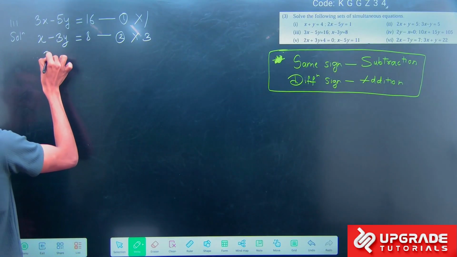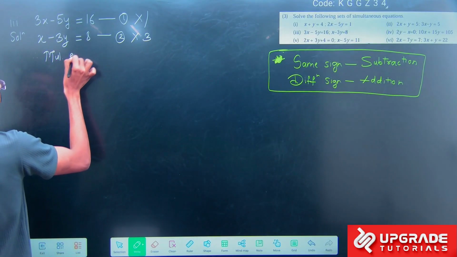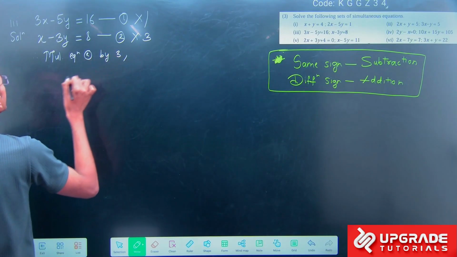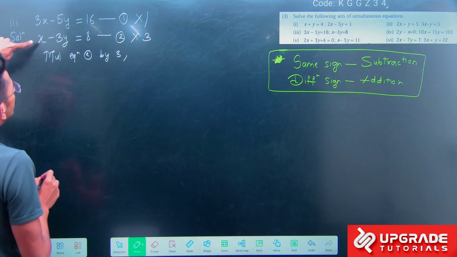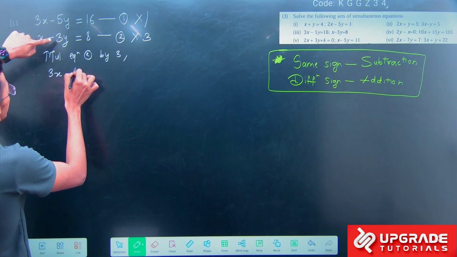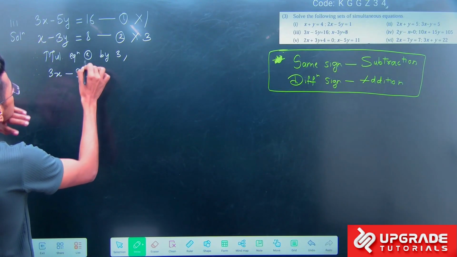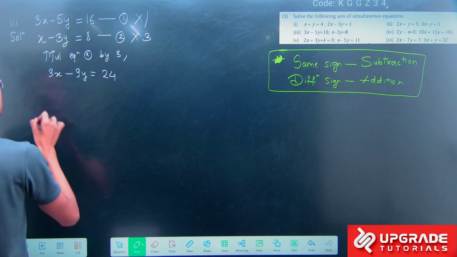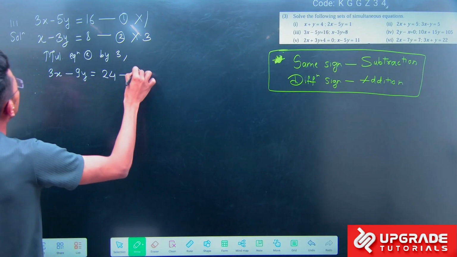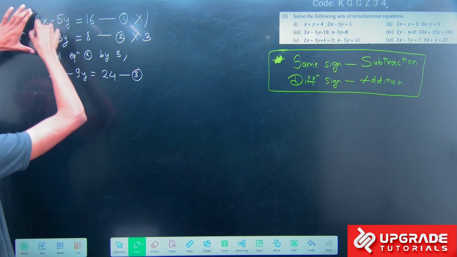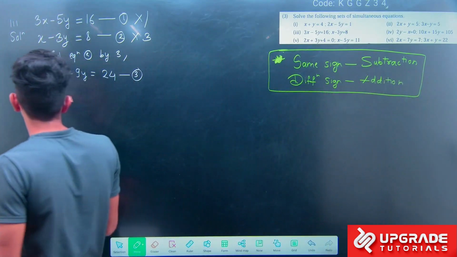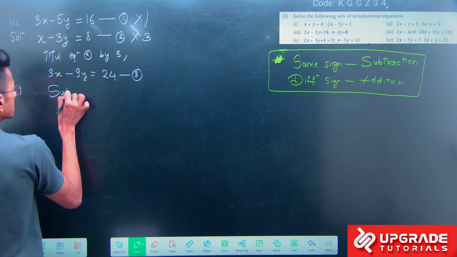Therefore, multiply equation number 2 by 3. 3 into x is 3x minus 3 into 3 is 9y is equal to 8 3s are 24. Therefore, I'll put it as equation number 3. So coefficient इसके और इसके same है, same sign, subtraction. Okay, I will subtract now.